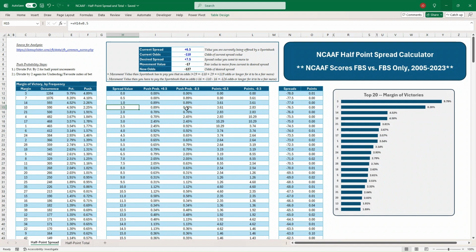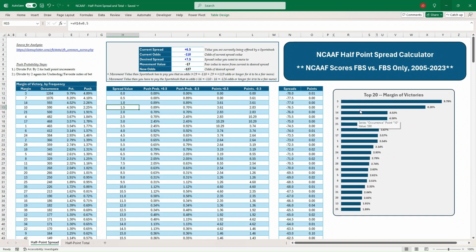So a lot of half-point calculators that you'll find on the internet, they're not transparent. You don't really understand how it's getting to where it's at. So I wanted to walk through just the math of how we get to these spread movement values. First thing is, let's conceptualize this.